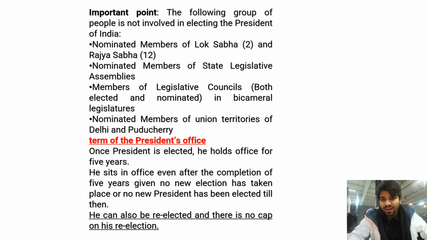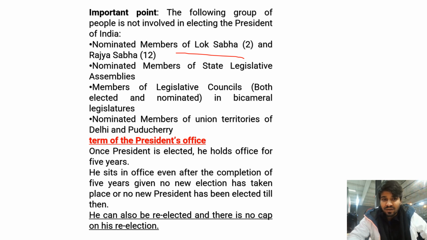Who are not party to the election of president. So the nominated members of Lok Sabha, which are two, and now they don't exist, and Rajya Sabha, which are 12. So they don't participate in the election of president, neither the nominated member of state legislative assembly or legislative councils.